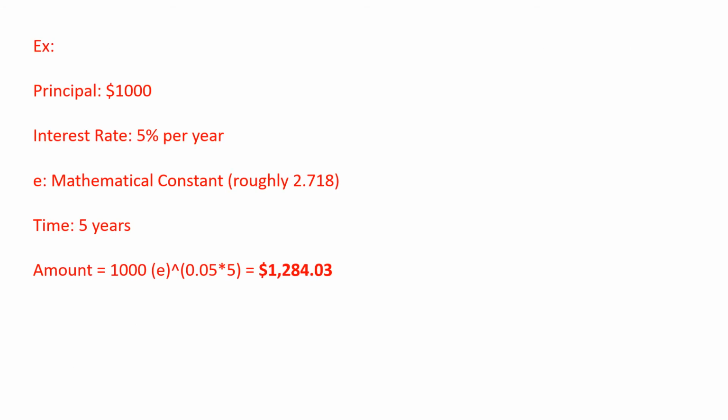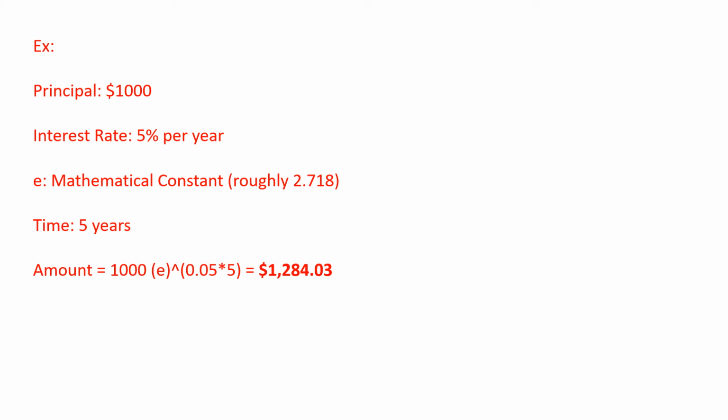So I'm just going to demonstrate a quick example of continuous compounding interest. So let's say I have a $1,000 loan, and I take this loan out with a 5% per year interest rate. And I take out the loan for a period of 5 years.